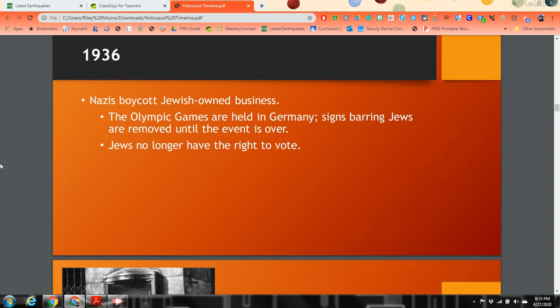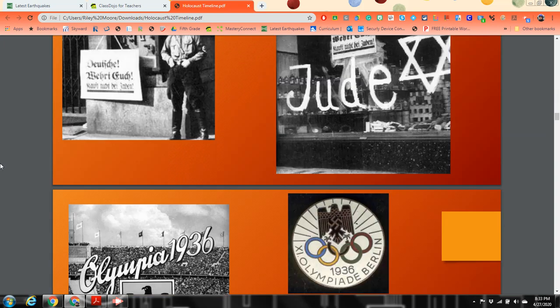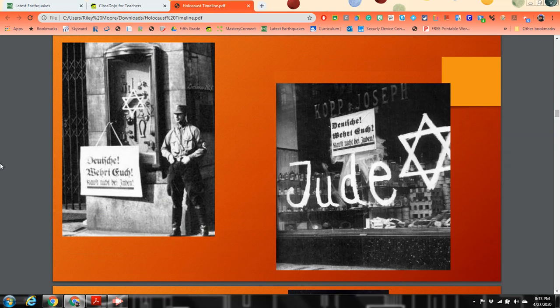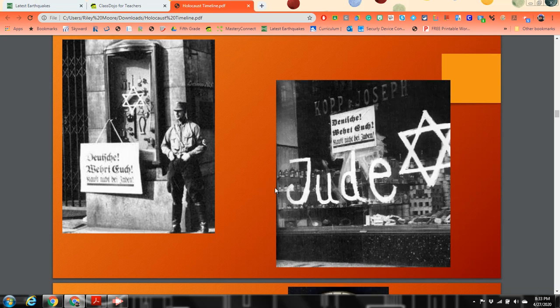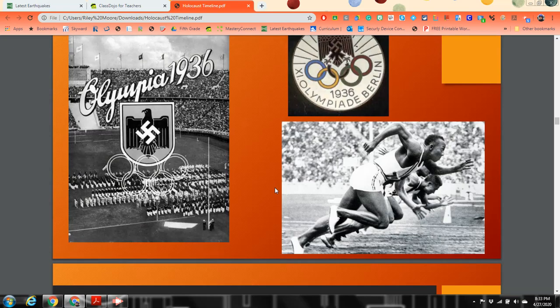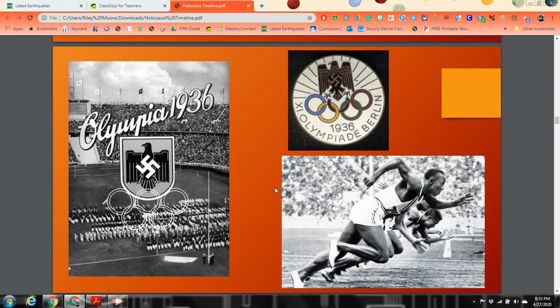Now, many people, when we get down here, wanted... I'm sorry, let me get this real quick. As you can see right here, Jewish business, and the soldier is standing outside of it. And then here is the 36 Olympics. Now, many people, some did not want to go to the Olympics because they had heard rumors about what was going on in Berlin at the time.